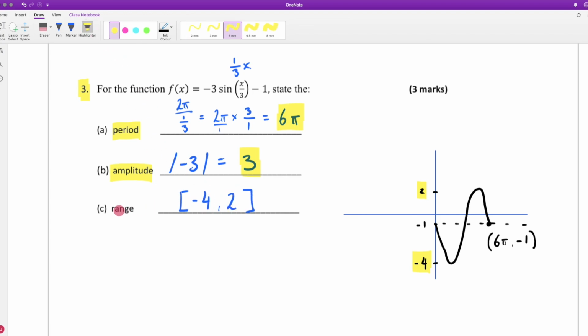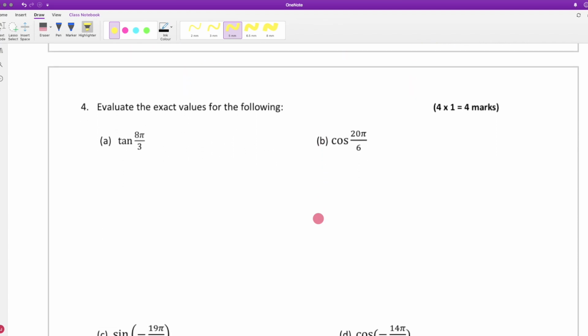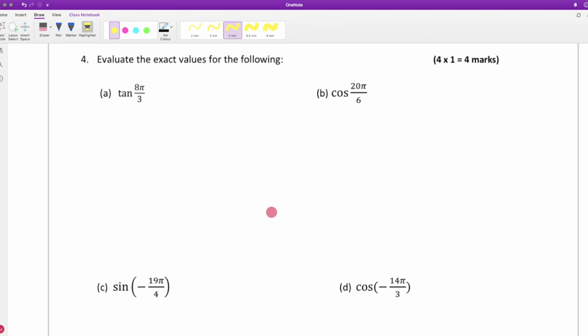So that is my range. Perfect. Hopefully you're able to do that correctly. Let's now move on to question 4, which is asking us to evaluate the exact values for the following. Give this a go and pause it, and then I'll see you soon.